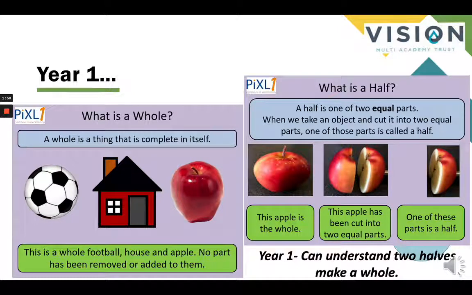In Year 1, we begin by looking at what the concept of whole means. This is best done using images and items that the children can relate to, for example, an apple. Concrete objects at this stage are essential in ensuring firm foundations for developing this concept.